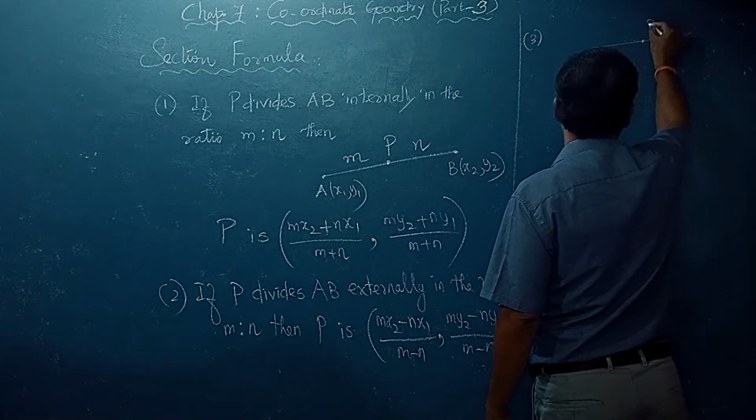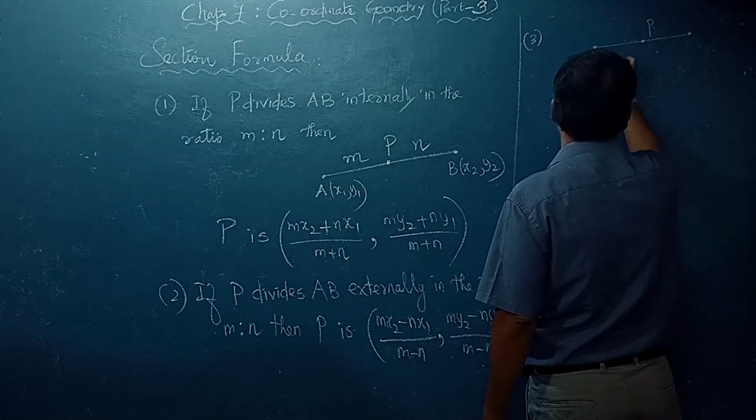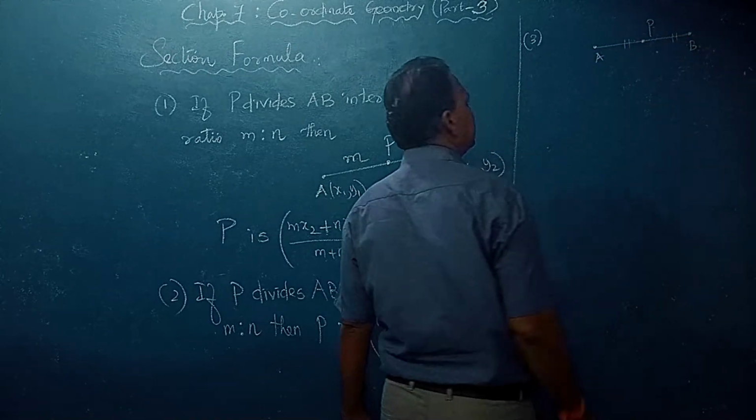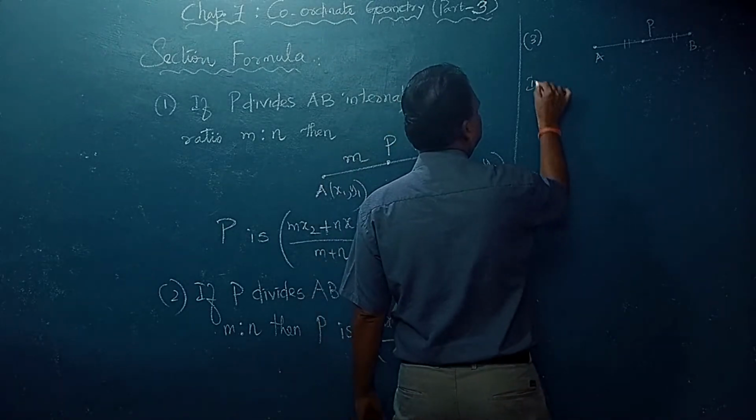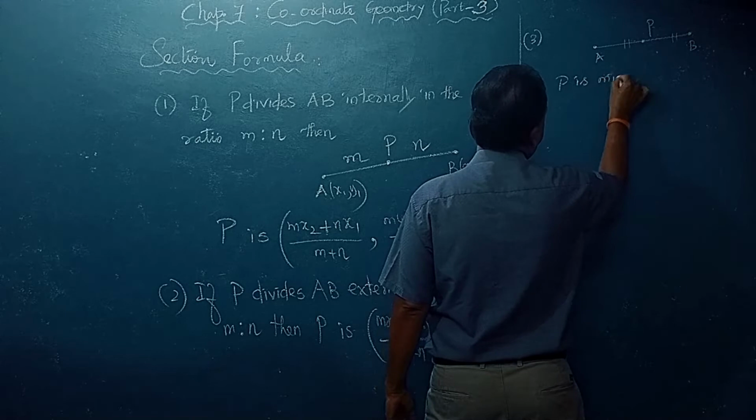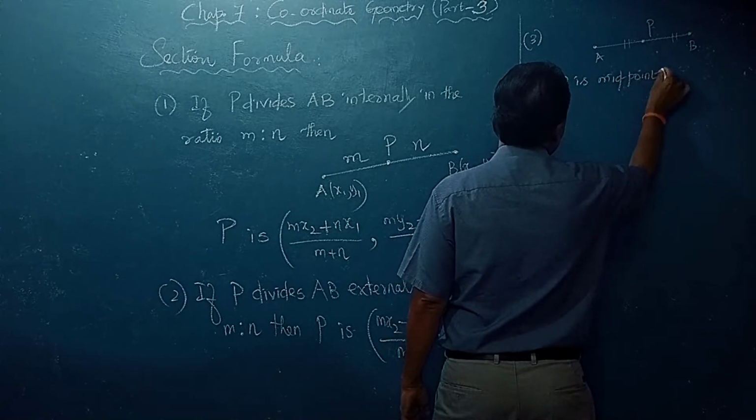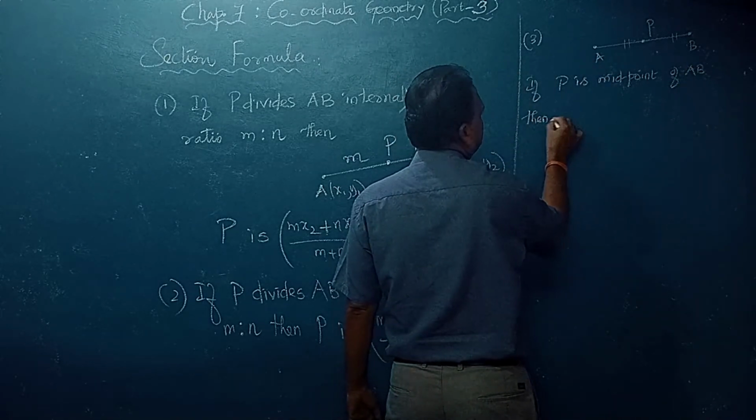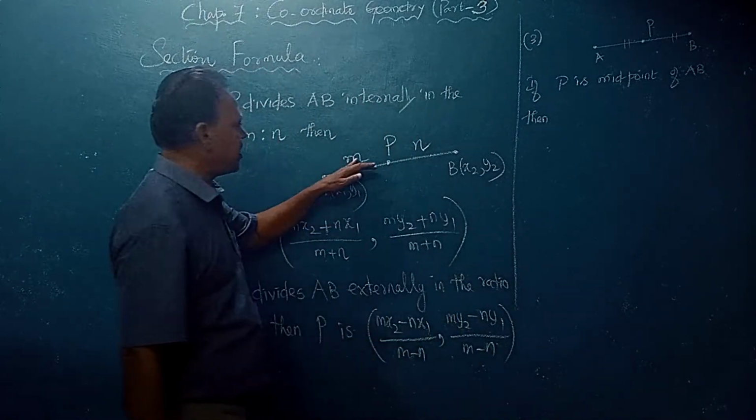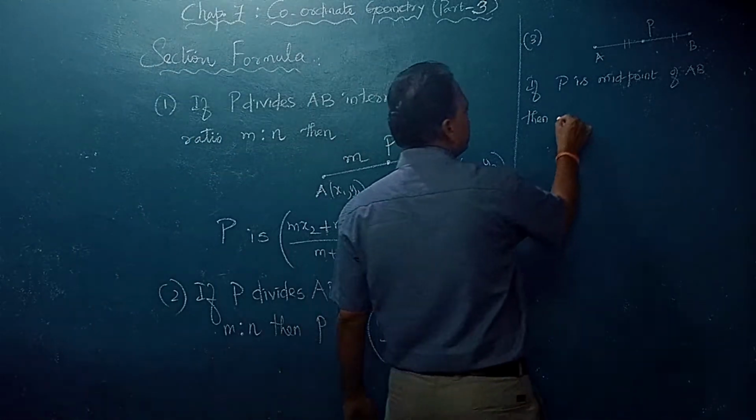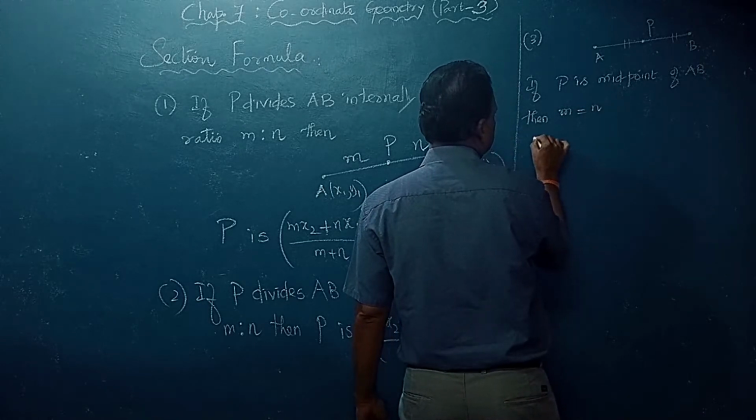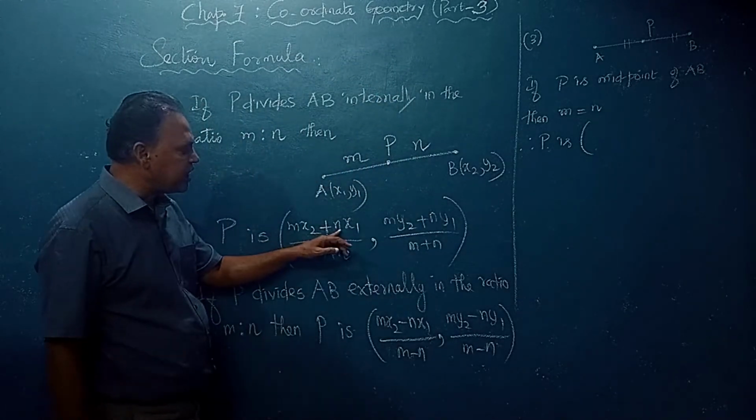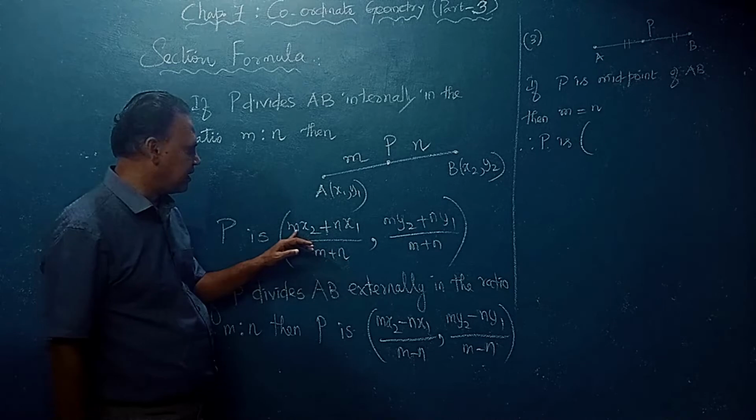P divides exactly what? Midpoint. P is the midpoint of AB. If P is the midpoint of AB, then what will happen? Both ratios will be the same, M equal to N. The ratio will be equal. So what I am going to do is, in place of N, you put M.